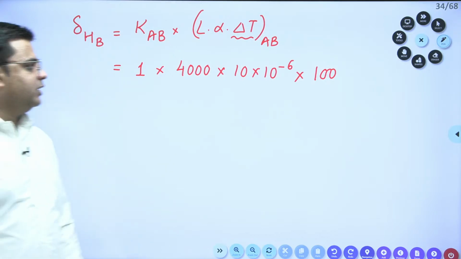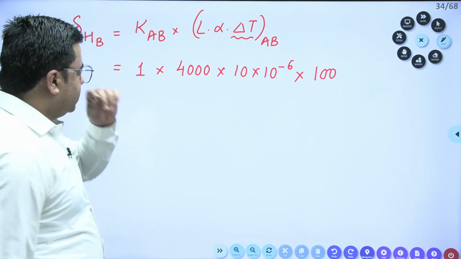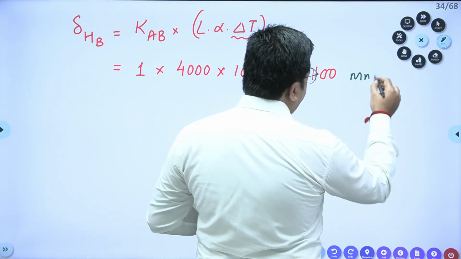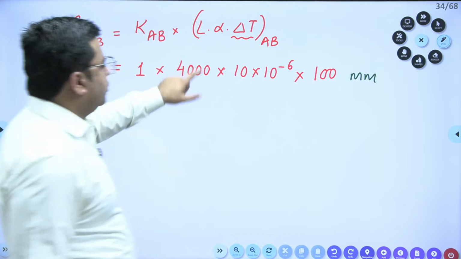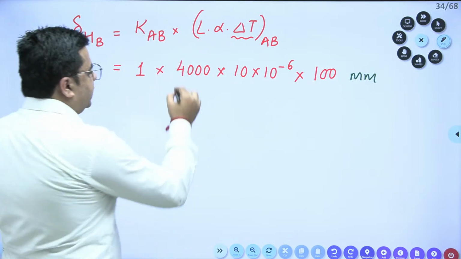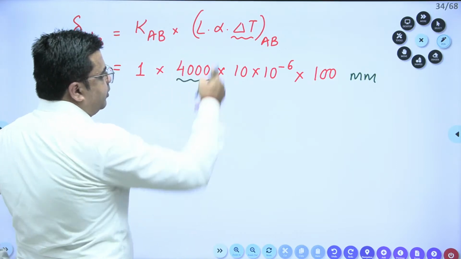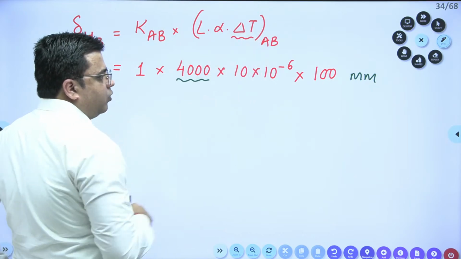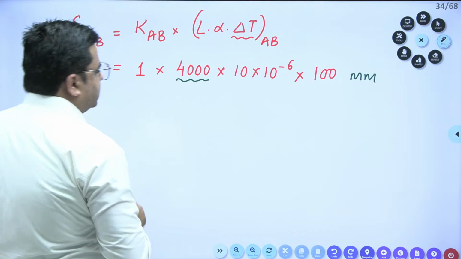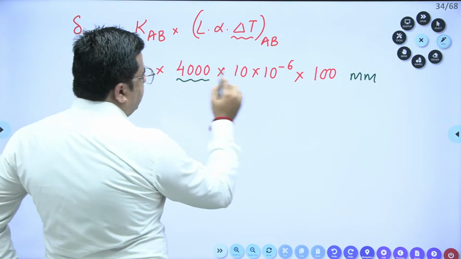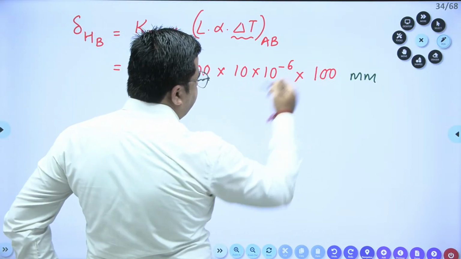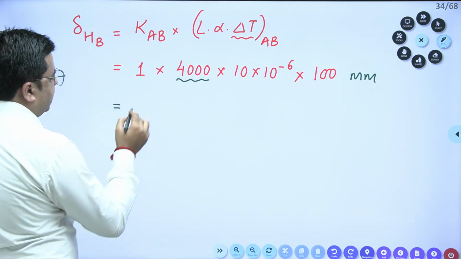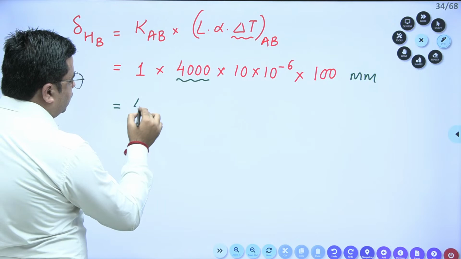Just do the calculation and get me the value. This answer you will get will be in mm, because the length we have substituted is in mm. Per degree Celsius multiplied by degree Celsius will be equal to 1, right? It cancels out. The 10 raised to power 6 will also cancel out, and the horizontal deflection at point B will be equal to 4 mm.